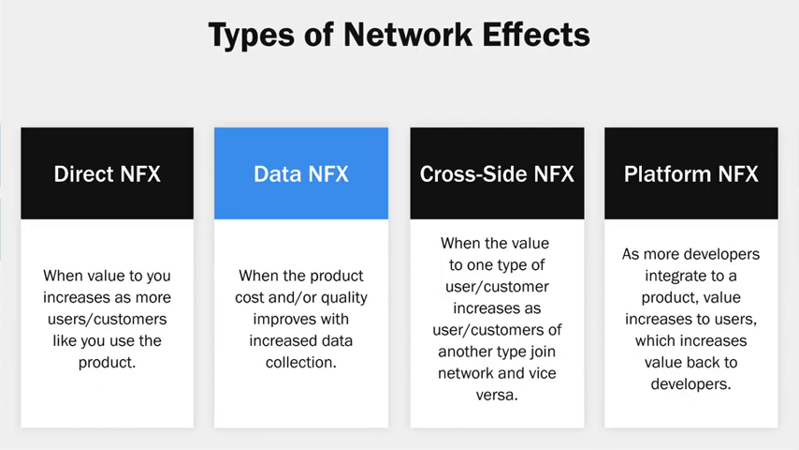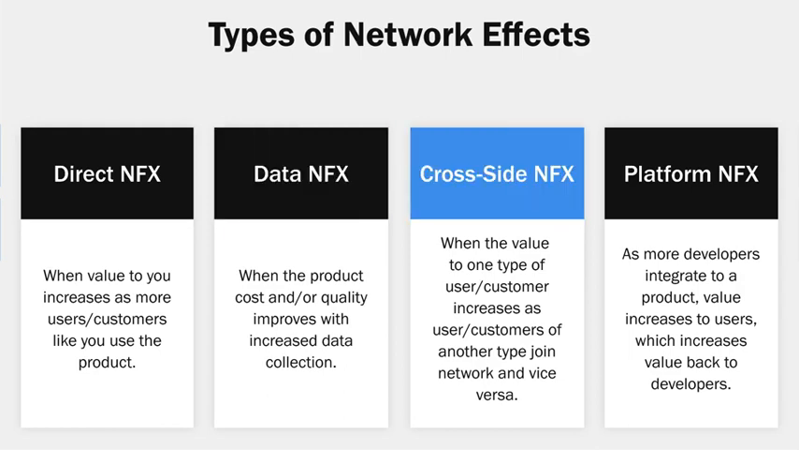We could also think this through other types of network effects. A data network effect, where the product cost and/or quality improves with increased data collection, actually starts later in the life cycle of a company, where there's enough data to actually improve that product cost or quality. But let's look at some other types of network effects, like cross-side network effects, where the value to one type of user or customer increases as the users or customers of another type join the network, and vice versa.